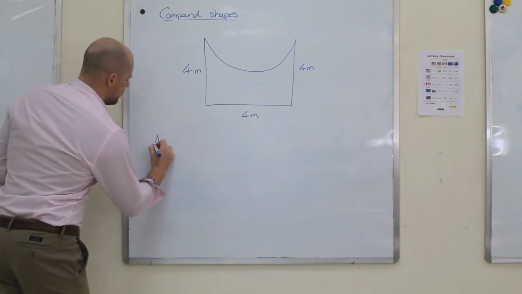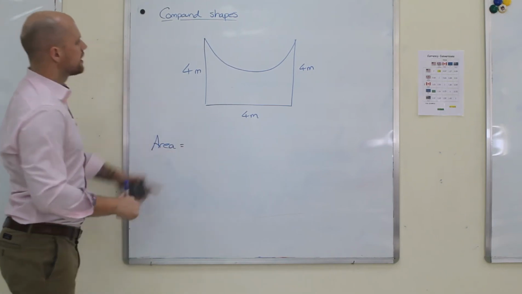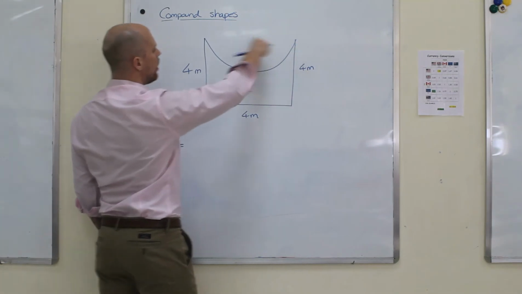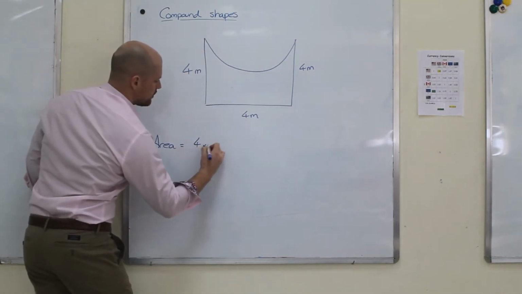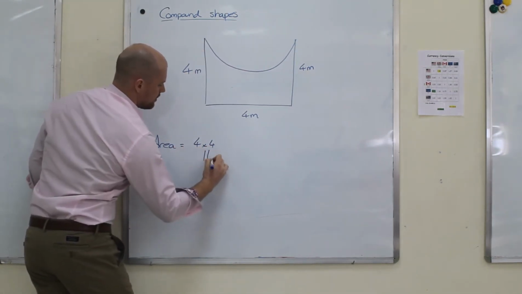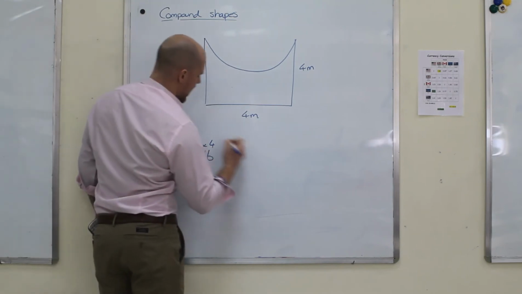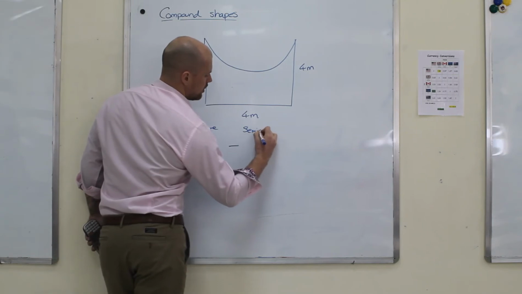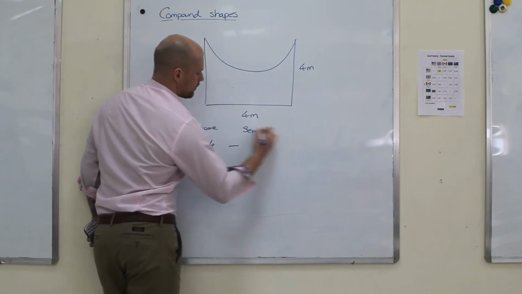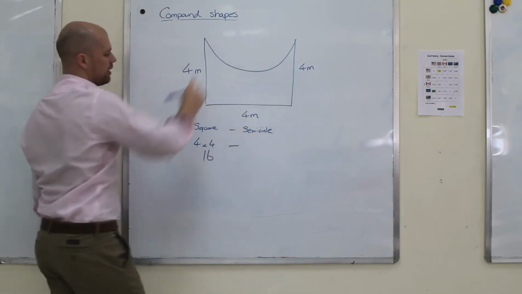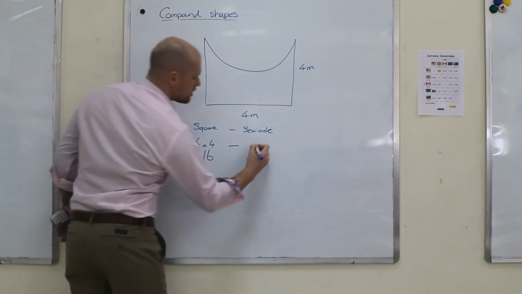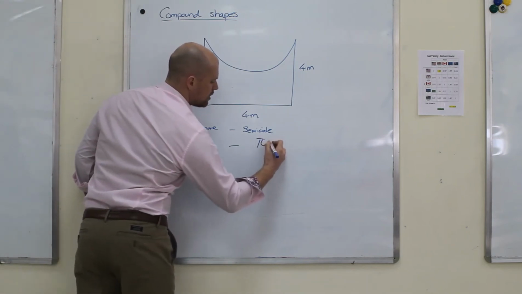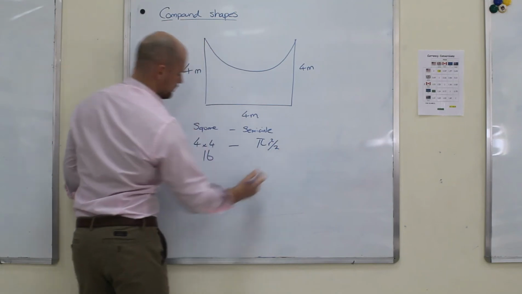Finding the area, what I'm going to do is I'm going to take the area of the square, that's that whole thing there, which is 4 times 4, 16. Okay? And I'm going to subtract the semicircle. I'm going to minus this bit off here. So I'm going to minus pi r squared over 2.